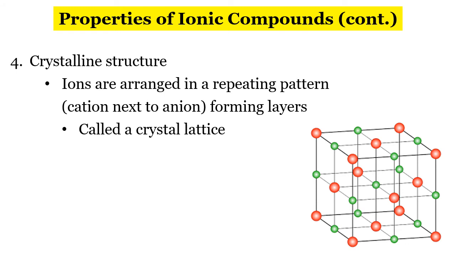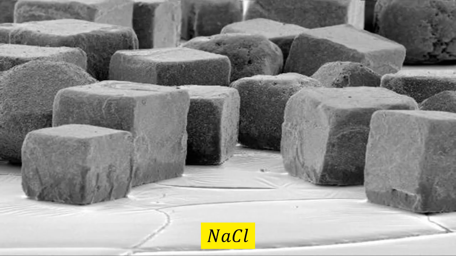The fourth property is a crystalline structure. Ions are arranged in a repeating pattern. It's going to go cation, anion, cation, anion, cation, anion, and so forth, forming layers. It's called a crystal lattice. If you look at the drawing here, we have cation, anion, cation, anion, and it just repeats in that pattern. Here is a close-up of what table salt, sodium chloride, would look like. It forms these very rigid, square, crystalline shapes.